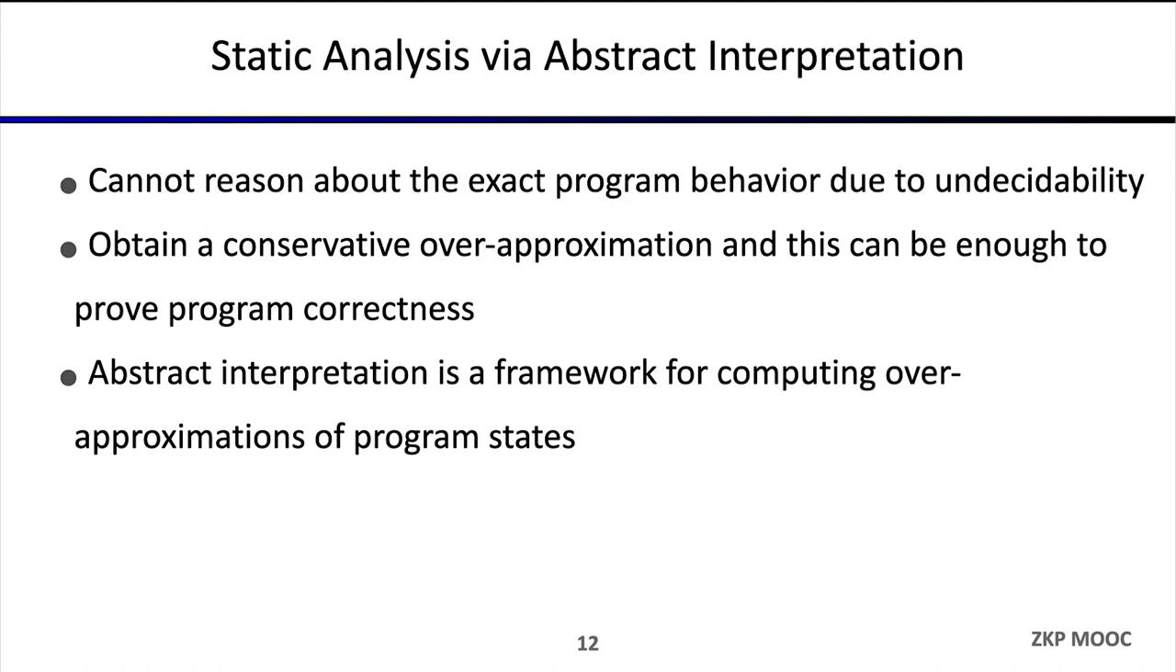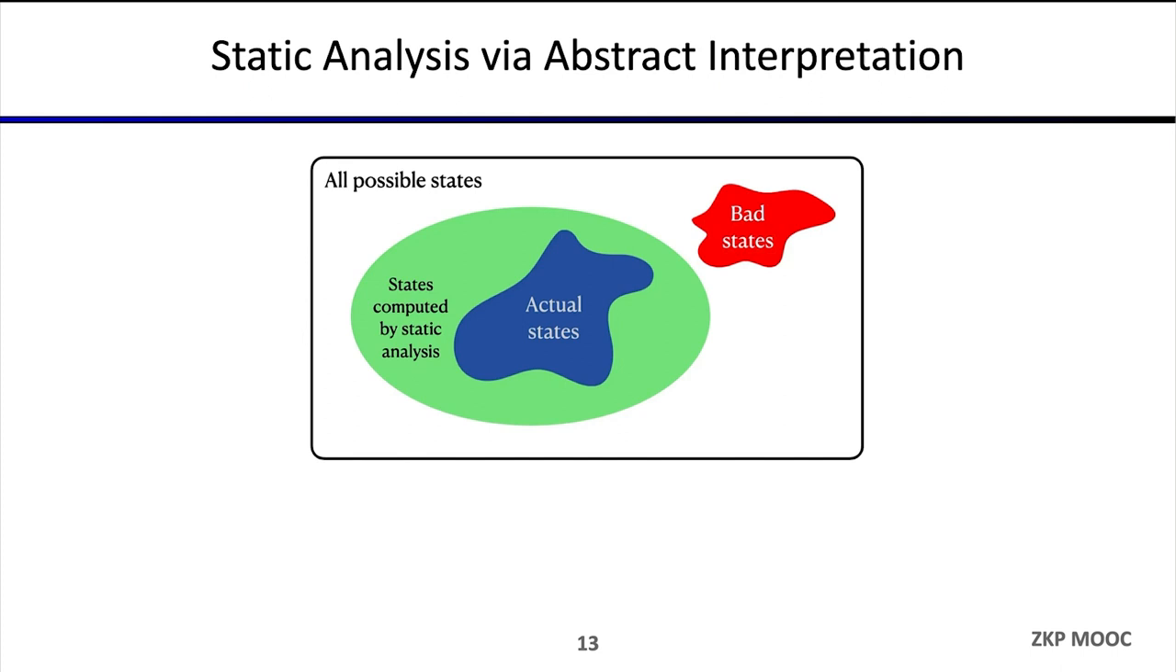And to do that, we typically use abstract interpretation, which is a very popular framework to compute over-approximations of program state. Just to give you a high-level intuition about the insight of abstract interpretation: let's use the blue region in the middle to represent the actual program state. Notice that the shape is highly irregular, in the sense that there is no way you can precisely reason about its actual behavior due to undecidability.